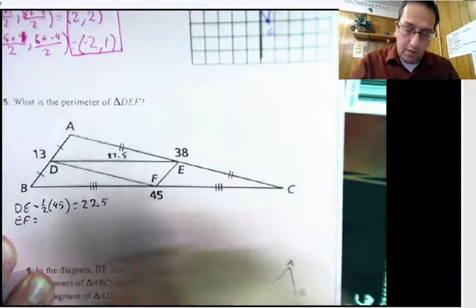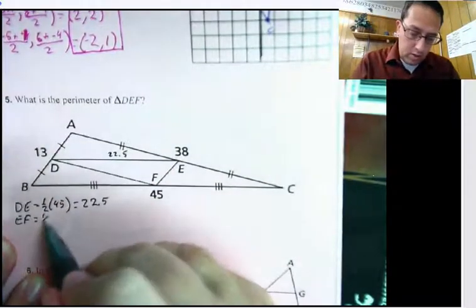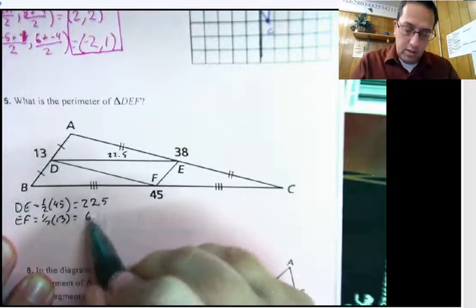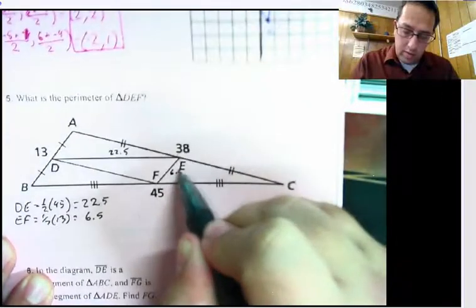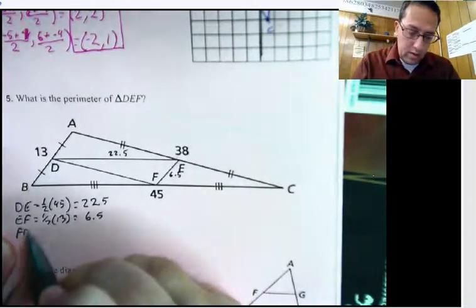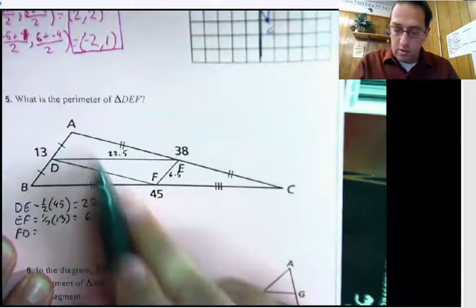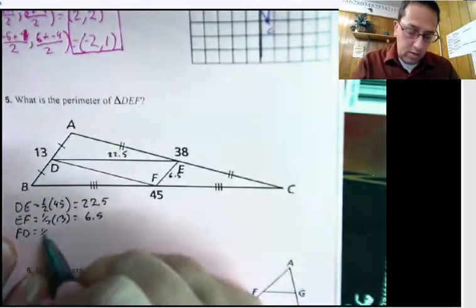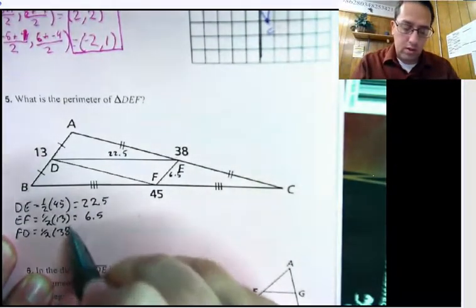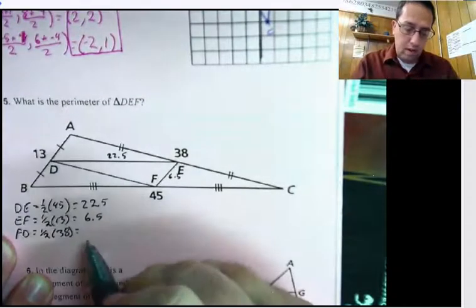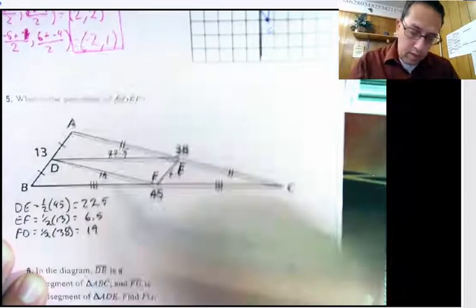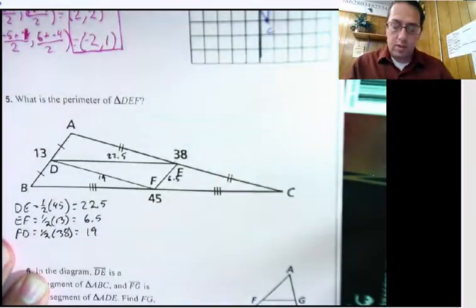EF is going to be 1/2 of AB. So 1/2 of 13. Well, half of 13, that would be 6.5. And then we still need DF, FD, and that is going to be 1/2 of AC. So 1/2 of AC, which is 38. So half of 38 would be 19. And now all we have to do is add up all the sides.